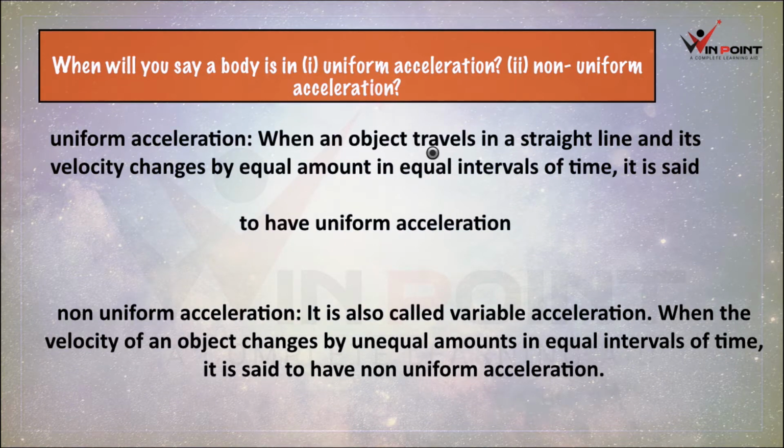Uniform acceleration: when an object travels in a straight line and its velocity changes by equal amounts in equal intervals of time, it is said to have uniform acceleration. Non-uniform acceleration is just the opposite. It is also called variable acceleration. When the velocity of an object changes by unequal amounts in equal intervals of time, it is said to have non-uniform acceleration.